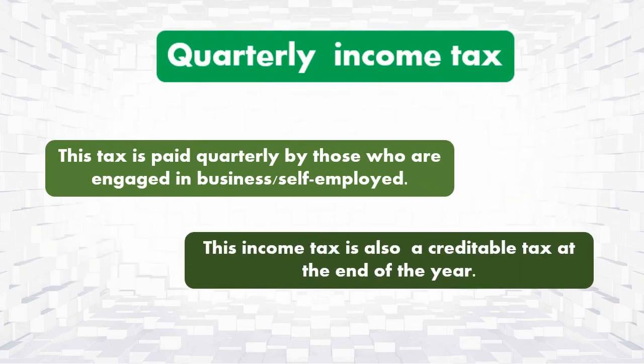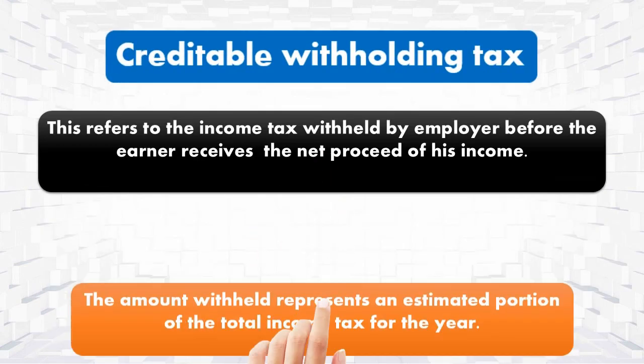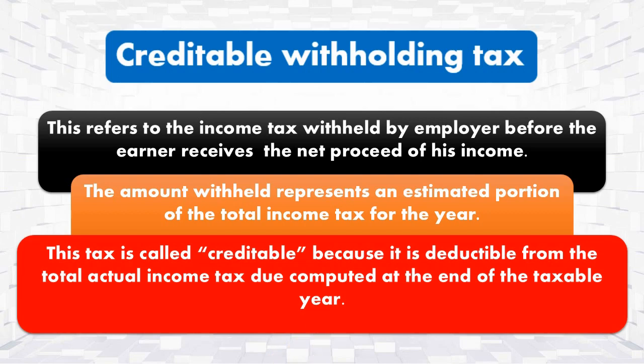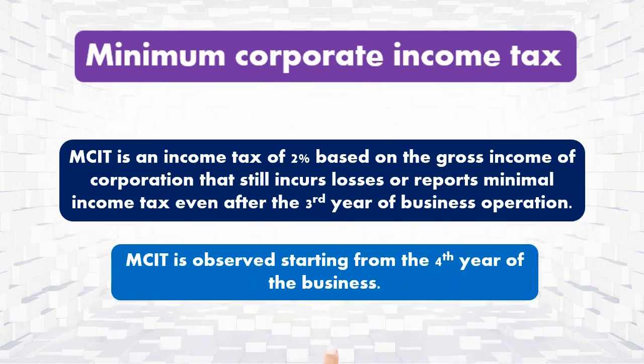Quarterly income tax. This tax is paid quarterly by those who are engaged in business or self-employed. This income tax is also a creditable tax at the end of the year. Creditable withholding tax. This refers to the income tax withheld by employer before the earner receives the net proceed of his income. The amount withheld represents an estimated portion of the total income tax for the year. This tax is called creditable because it is deductible from the total actual income tax due computed at the end of the taxable year.